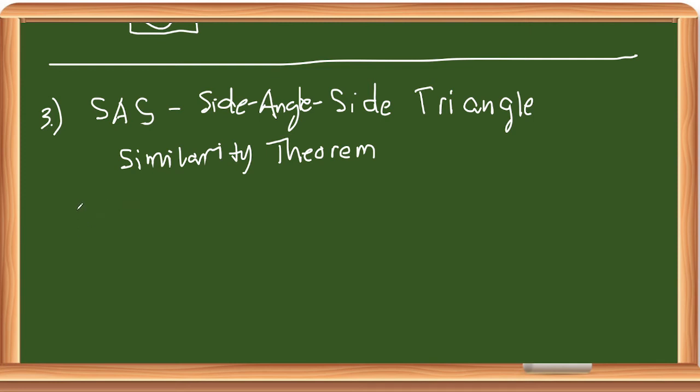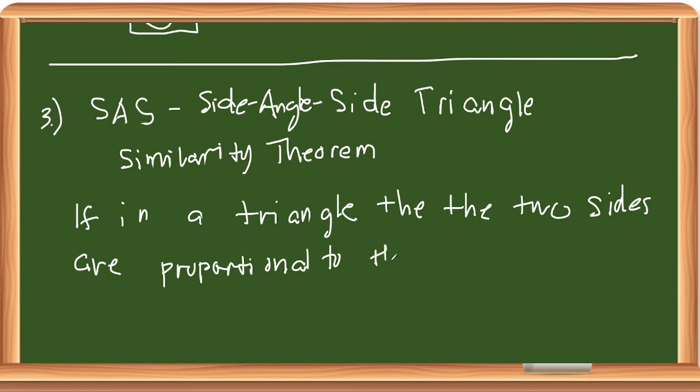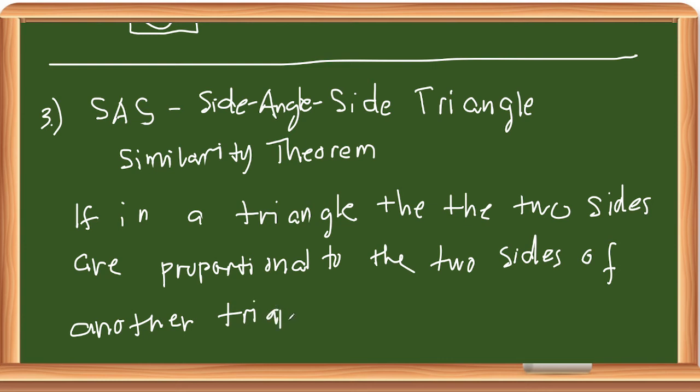What does this mean? If in a triangle, the two sides are proportional to the two sides of another triangle, and there must be something more, no?